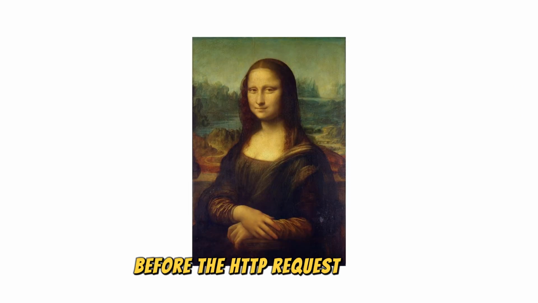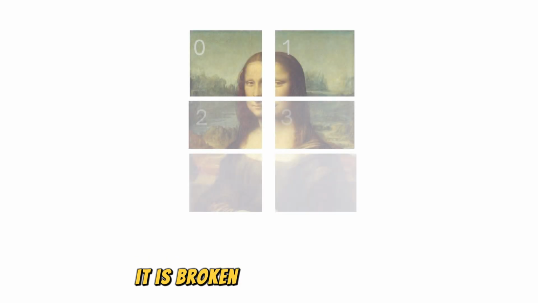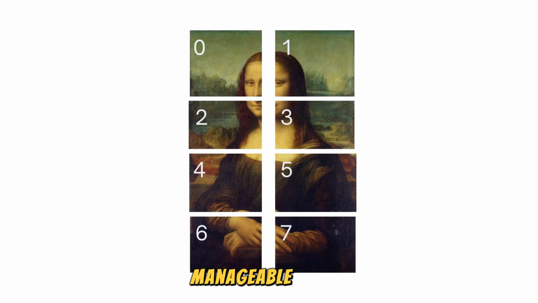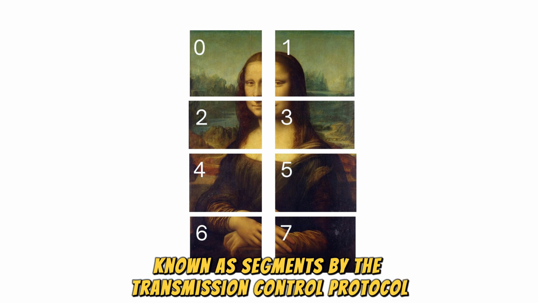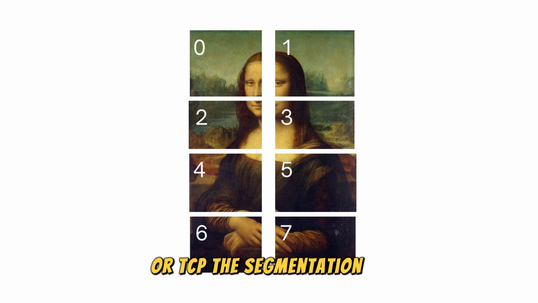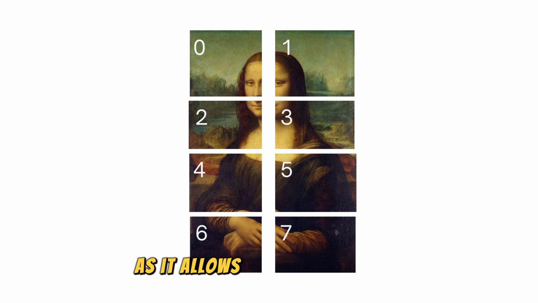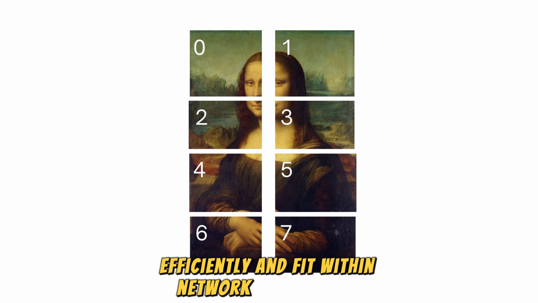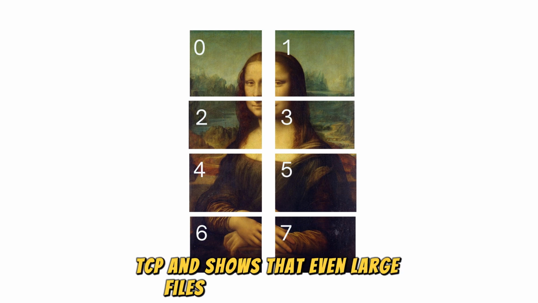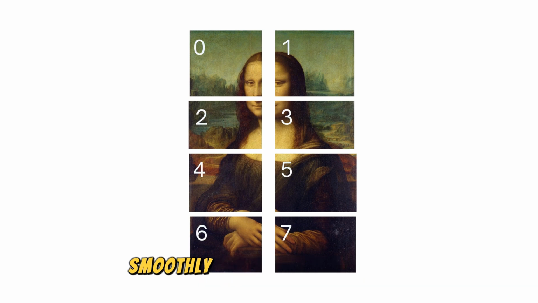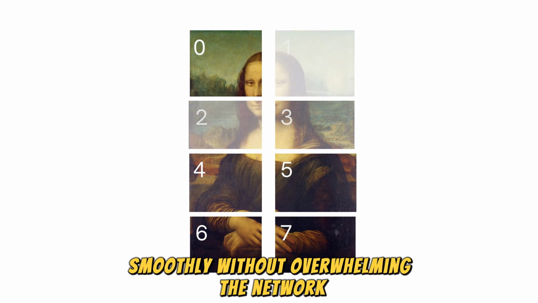Before the HTTP request can be sent, it is broken down into smaller, manageable pieces known as segments by the Transmission Control Protocol, or TCP. This segmentation is crucial as it allows large amounts of data to be sent efficiently and fit within network constraints. TCP ensures that even large files can be transmitted smoothly without overwhelming the network.